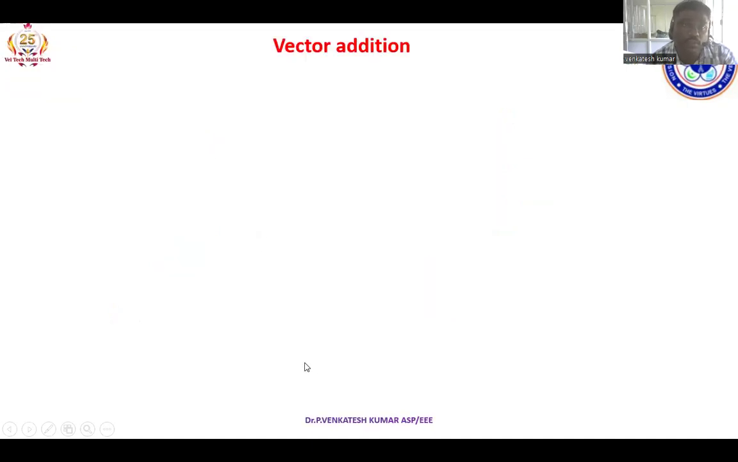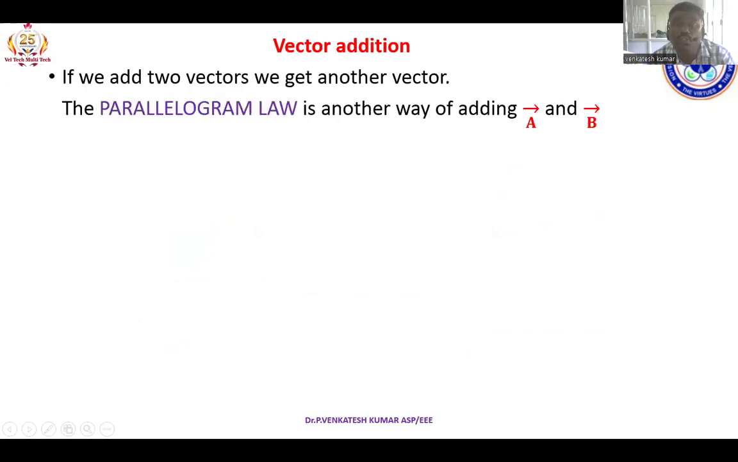Next is vector addition. If you add two vectors, we get a new vector. I am adding A vector and B vector, so C vector is equal to A vector plus B vector. Mathematically we say C vector is equal to A vector plus B vector.